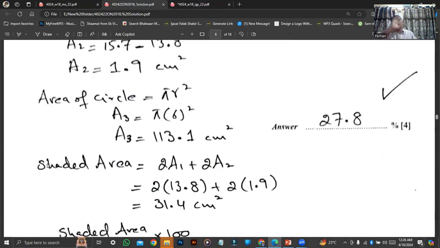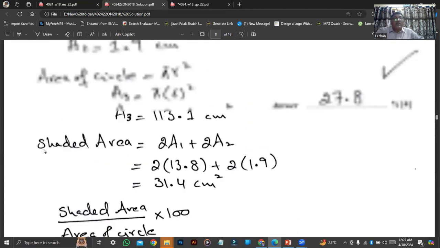So the area of the full circle is pi r square. The radius of that circle is 6, so pi into 6 square, that is 113.1 centimeter square. So the area of that full circle is 113.1 centimeter square. The shaded area will be 2 times A1 plus 2 times A2. So that is 2 multiply 13.8 plus 2 multiply 1.9, and that will be 31.4 centimeter square.